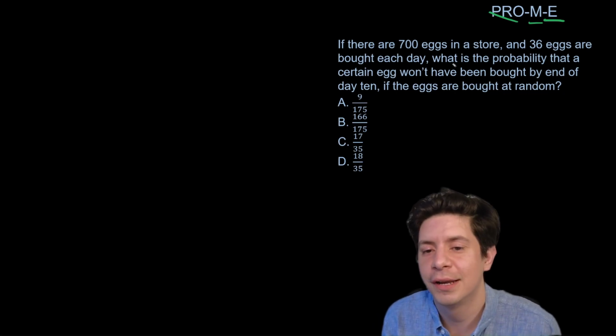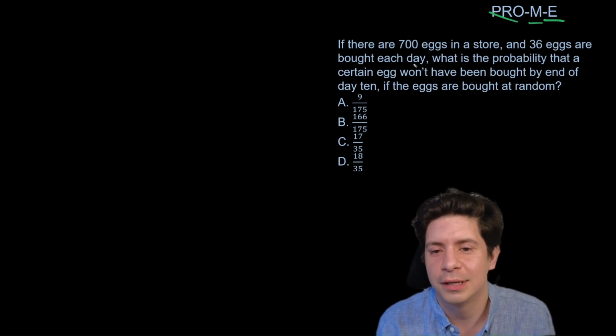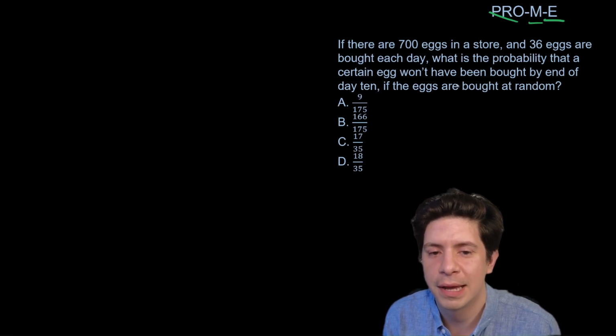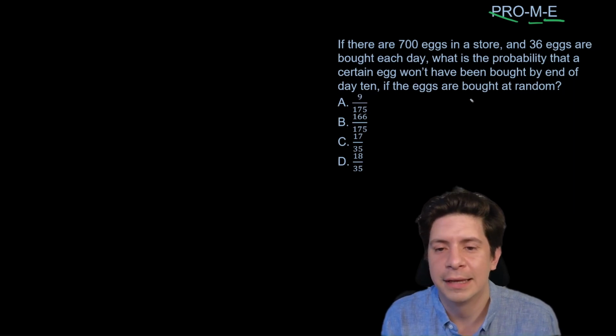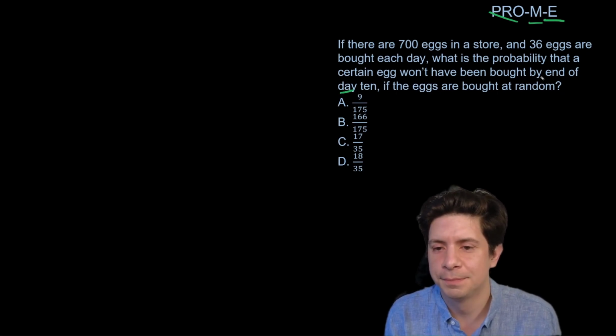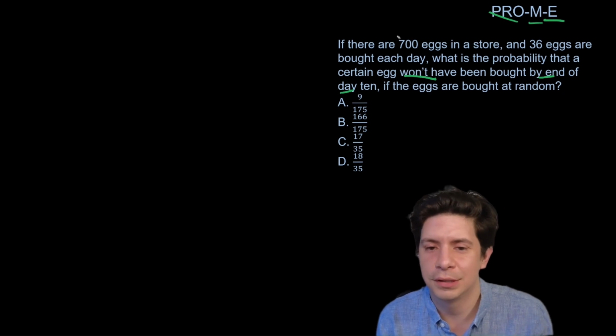If there are 700 eggs in a store and 36 eggs are bought each day, what is the probability that a certain egg won't have been bought by end of day 10 if the eggs are bought at random? So end of day 10 tells me that there have been 10 days of buying. And it says won't have been bought. So let's say we have certain egg, Humpty Dumpty or something.